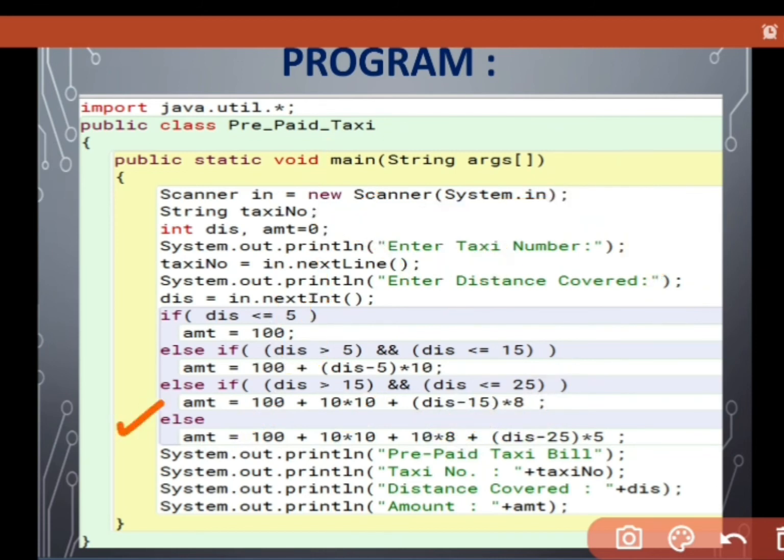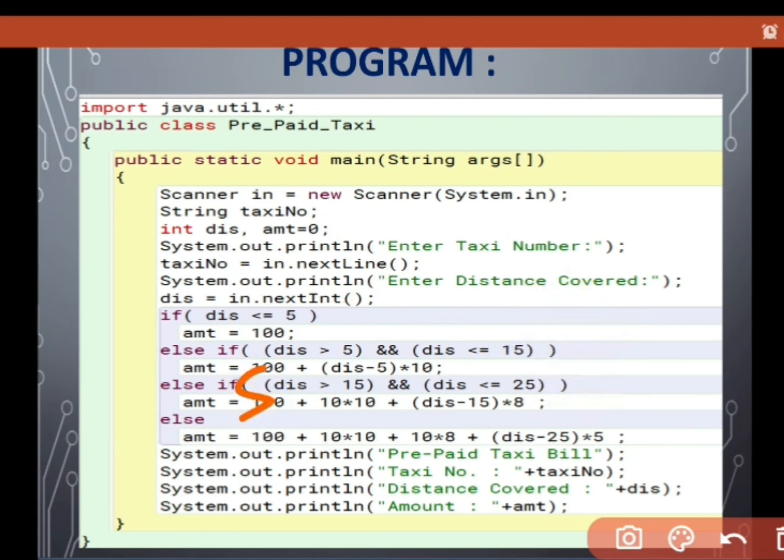And you have to remember, in else you are not supposed to write any condition. Always remember, if contains a condition, else if contains conditions, but else never contains any condition. Else only works when all conditions say false, meaning else will be executed. You are not covering a distance less than or equal to 5, you are not covering distance till 15, you are not covering distance till 25, then you are covering more than 25. That's why we have to write in this way.